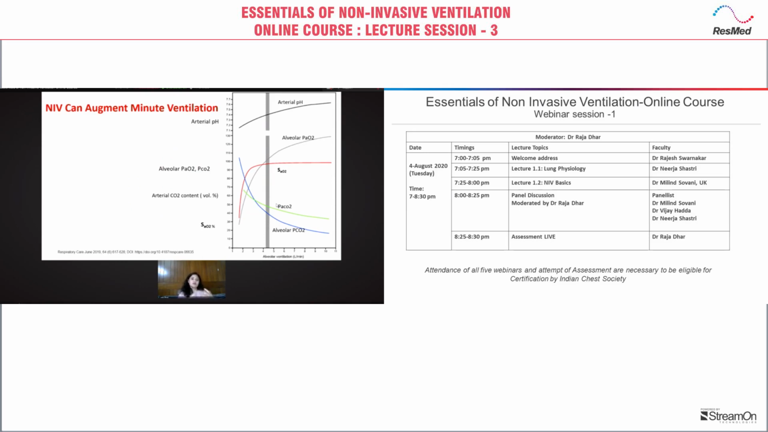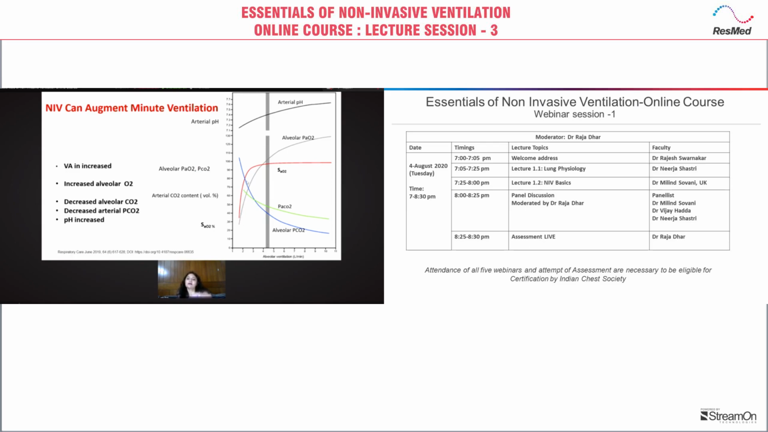So first of all, you have to increase the ventilation. How will you increase the ventilation? You have to increase the tidal volume. And when this is increased, you can see the effects. The minute ventilation translates into alveolar ventilation. And you see this, the gray shaded part, is your alveolar ventilation. Now when alveolar ventilation is increased, see what happens.